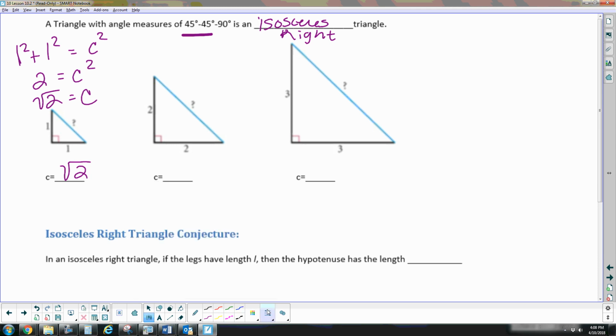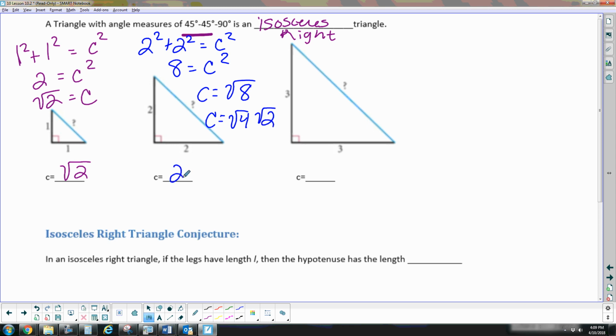The second one has a side length of 2. So that's 2 squared plus 2 squared equals c squared. So 2 squared plus 2 squared is 4 plus 4, which is 8. So c is equal to the square root of 8. Now the square root of 8, if you remember your properties of radicals, is the same as the square root of 4 times the square root of 2. The square root of 4 is 2. So we can simplify the square root of 8 as 2 times the square root of 2.